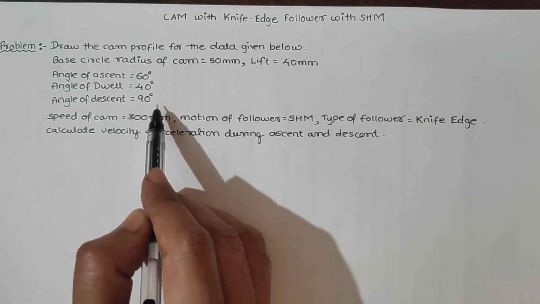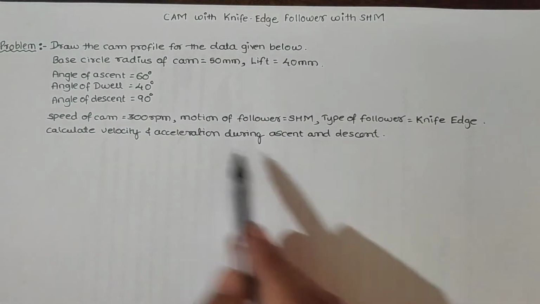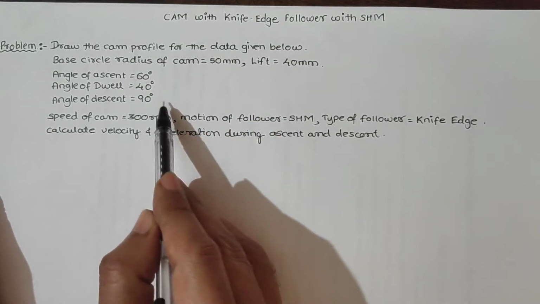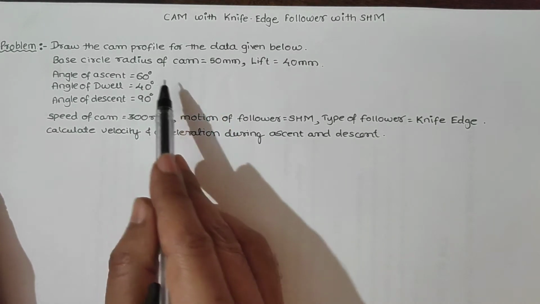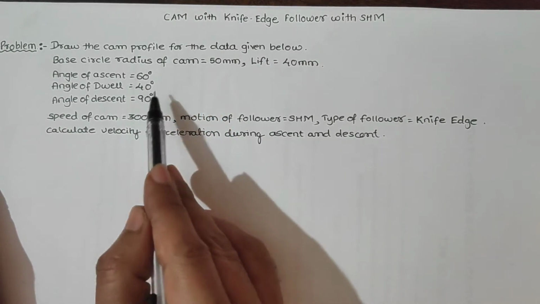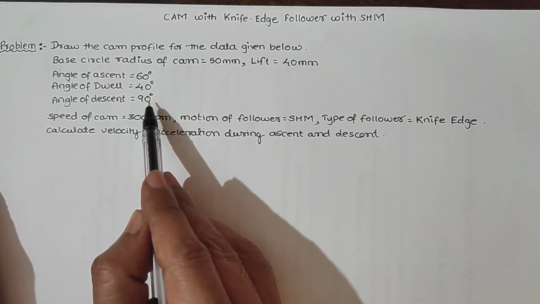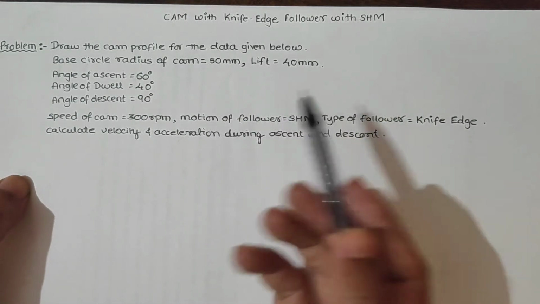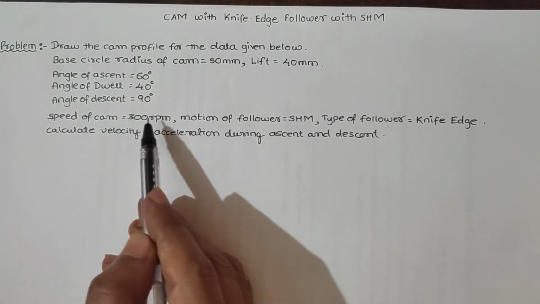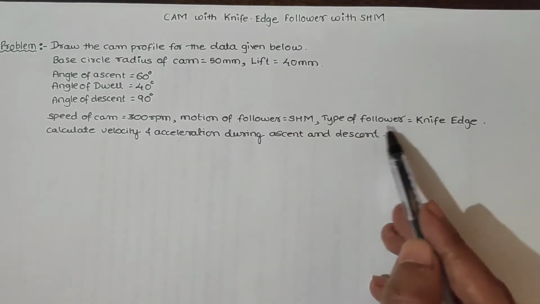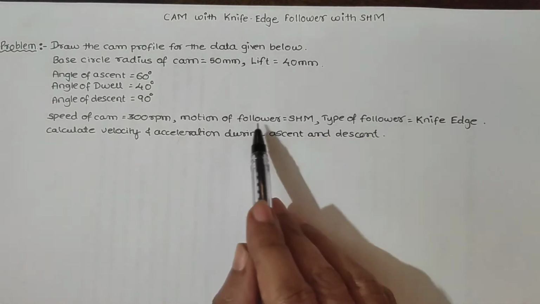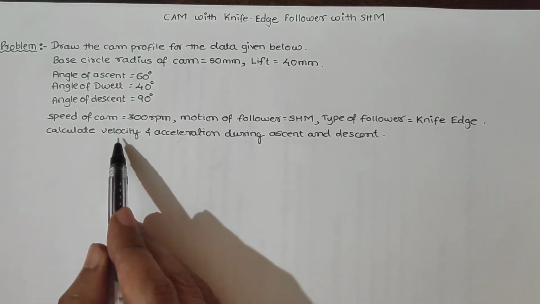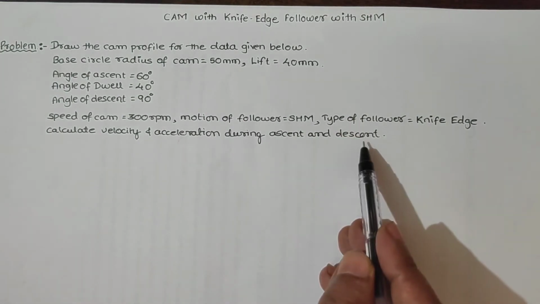Next, angle of descent is equal to 90 degree, means it is going to return back for a period of 90 degree. Then it will be remaining in the dwell period, which has not been given. So out of 360 degree it will be using 60 degree for ascent, 40 degree for dwell, 90 degree for descent and the remaining degrees for the dwell period. Then speed of the cam is 300 rpm, motion SHM, type of the follower knife edge follower. Keep it in mind, in both the cases, ascent and descent, it is SHM. Then you are told to calculate the velocity and acceleration during ascent and descent.